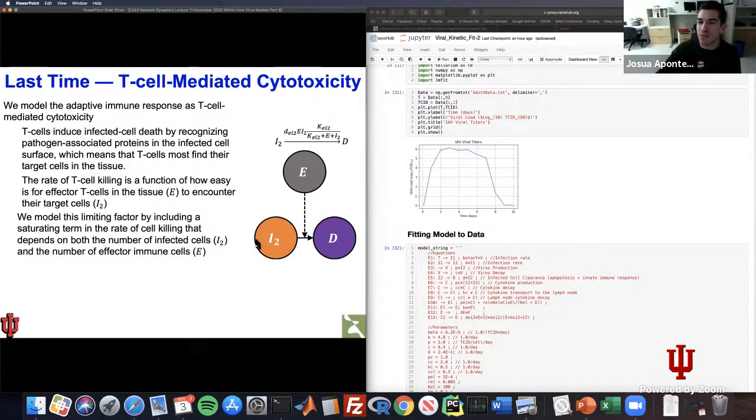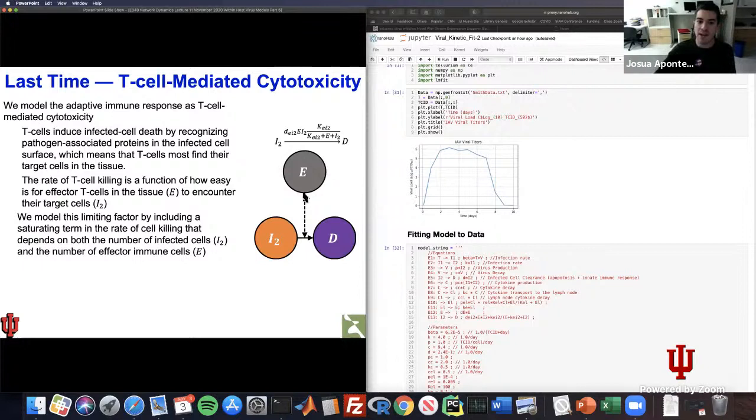But I'm pretty sure effector cells can also kill cells in the eclipse phase, because cells start signaling that they're infected way before they start actually releasing virus. So that is an interesting addition to the model that we can play with maybe later on during the class.